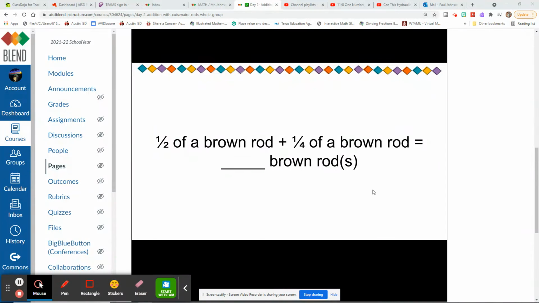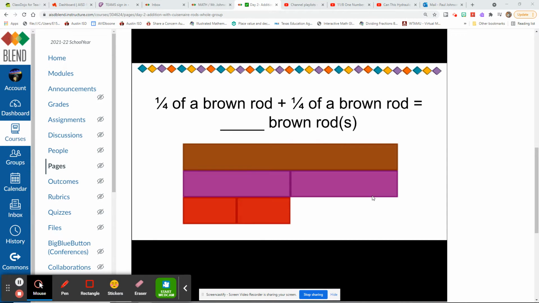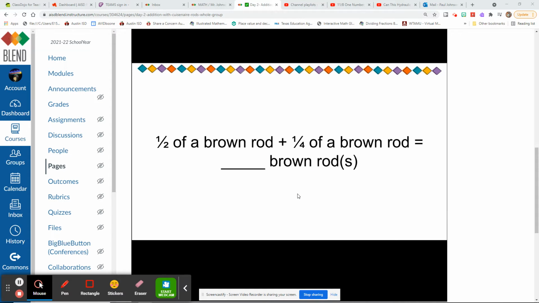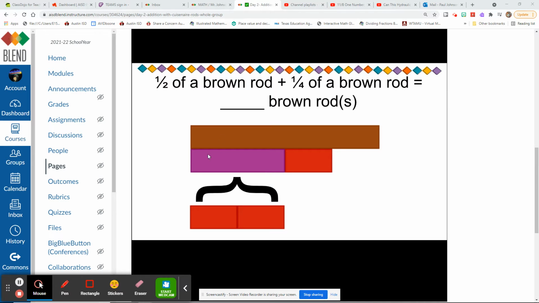All right, so let's look at that as a picture, and then we'll put it all together again with the snowman. So 1/4 of a brown rod and 1/4 of a brown rod is equal to half a brown rod. Oh wait, did I go the right way? Okay, there we go. 1/2 of a brown rod and 1/4 of a brown rod equals blank brown rods.